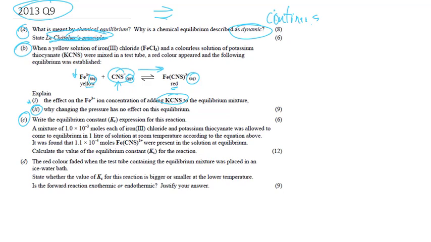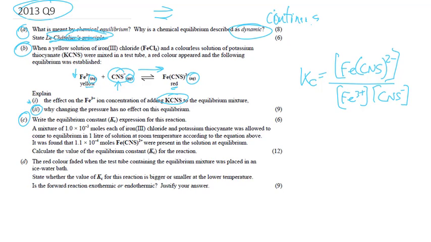And part C. Write the equilibrium constant expression for this reaction. Okay, so we'll have products above reactants. We've got the FeCNS 2 plus ion there, square brackets essential. Products over reactants, Fe3 plus square bracket. No coefficients to take into account. That's fine, check for that. Yeah, okay, square brackets, grand. That's our Kc expression there.